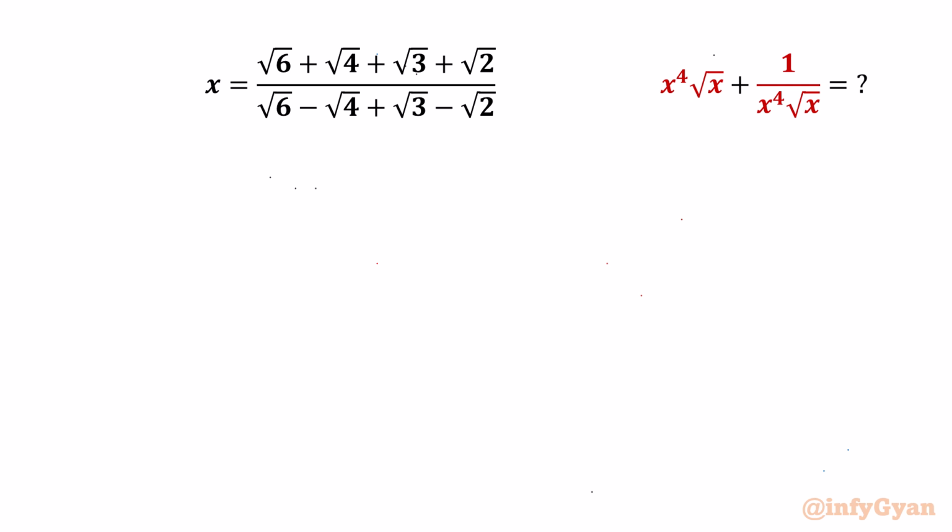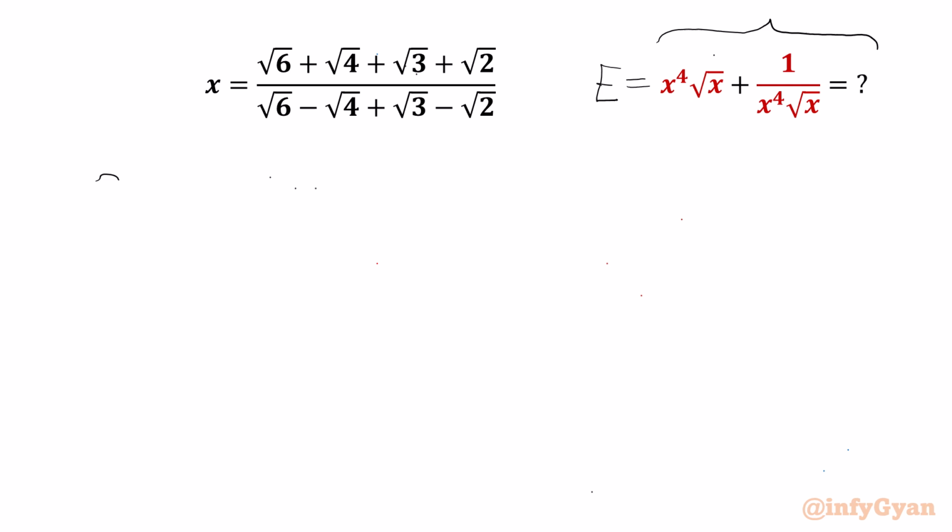In this video, we have another very interesting question from radical expressions. x is (square root 6 plus square root 4 plus square root 3 plus square root 2) over (root 6 minus root 4 plus root 3 minus root 2). Then we have to evaluate or find this expression. So let's get started by writing this expression equal to x first.